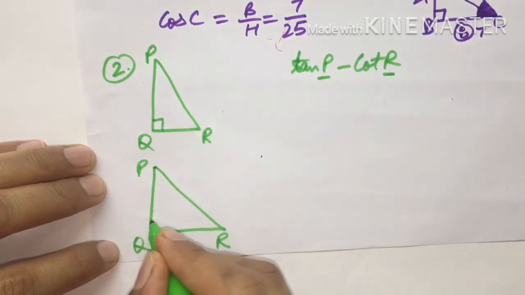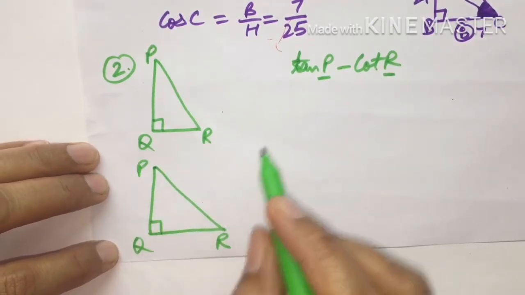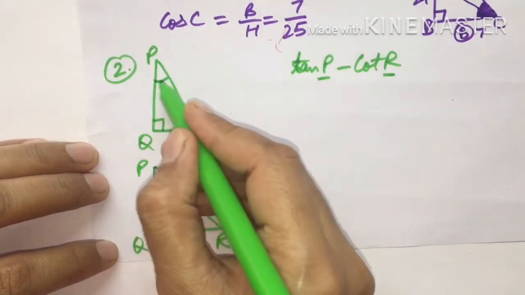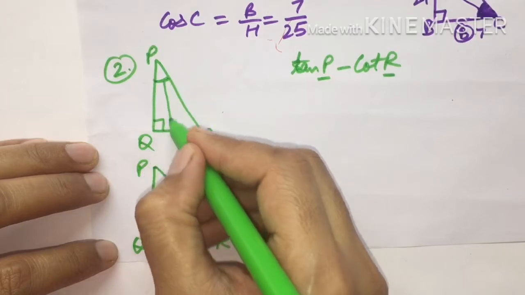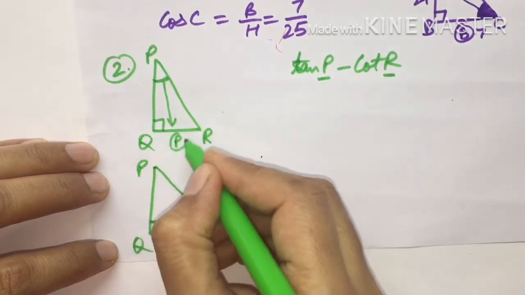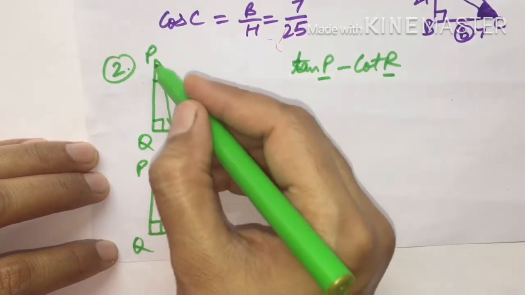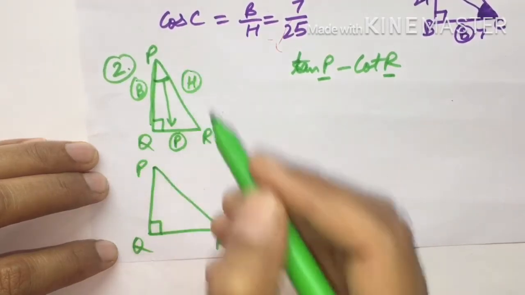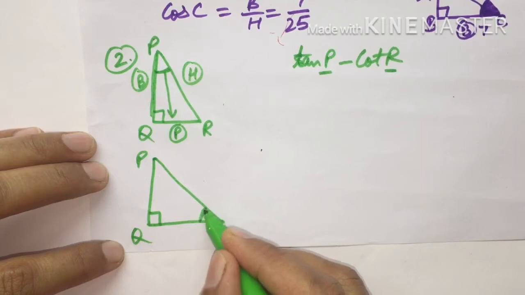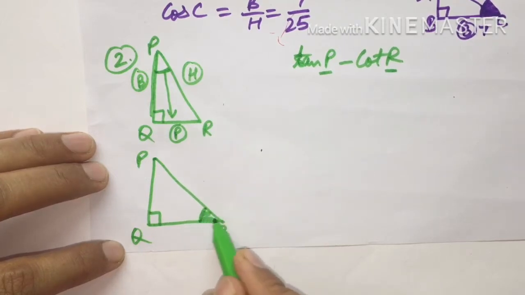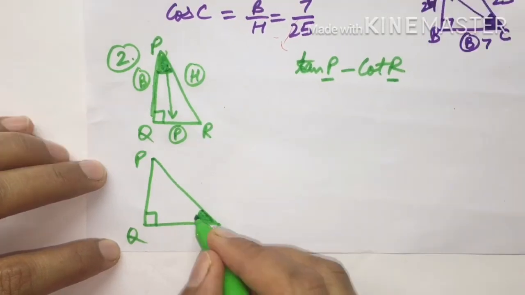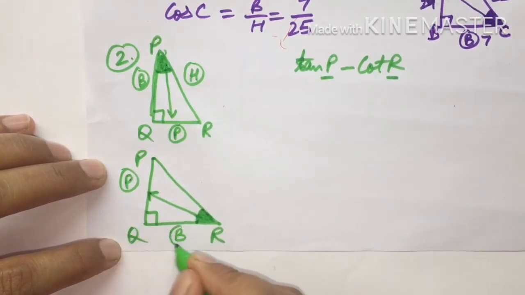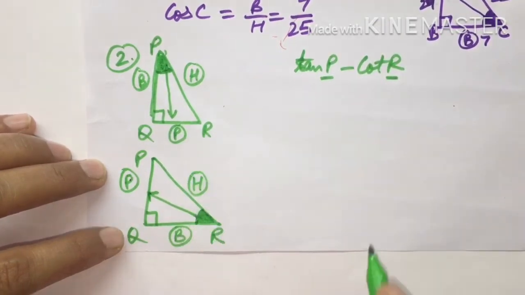PQR again, at Q 90 degrees. First we are talking about the reference angle P. This is angle P. According to this, this is perpendicular, this is base and this is hypotenuse. But according to the reference angle R, if I am talking about this reference angle R, this will be the perpendicular, this is base and this is hypotenuse.